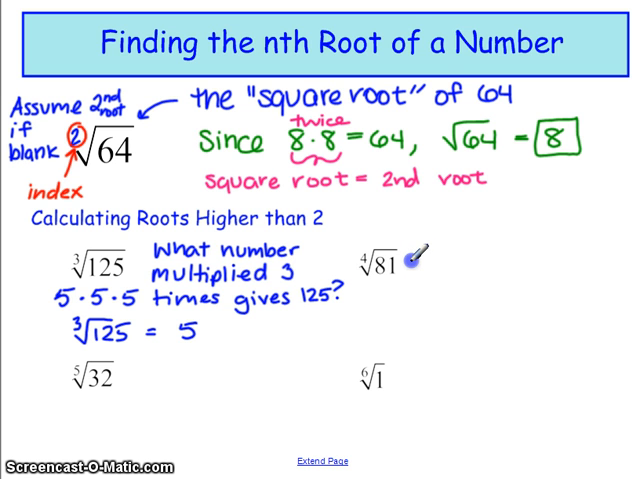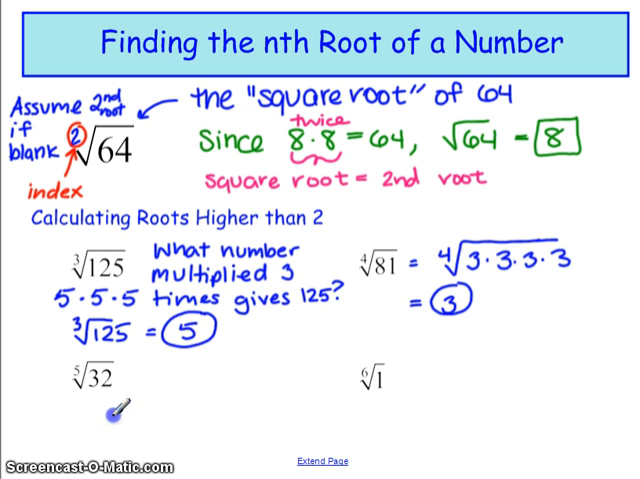When we do the fourth root of 81, we would need to think of what number multiplied by itself 4 times would give you 81. And again, this is trial and error. You've got to try some things out. And what it turns out is that 81 is 3 times 3 times 3 times 3. So your answer would be 3 because 3 multiplied together 4 times gives you 81.